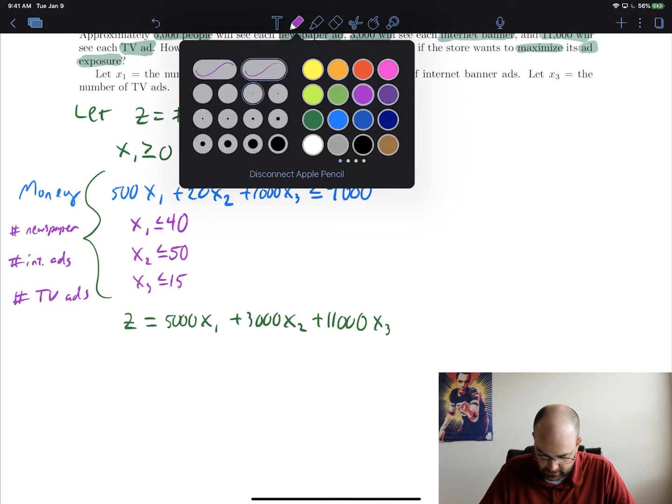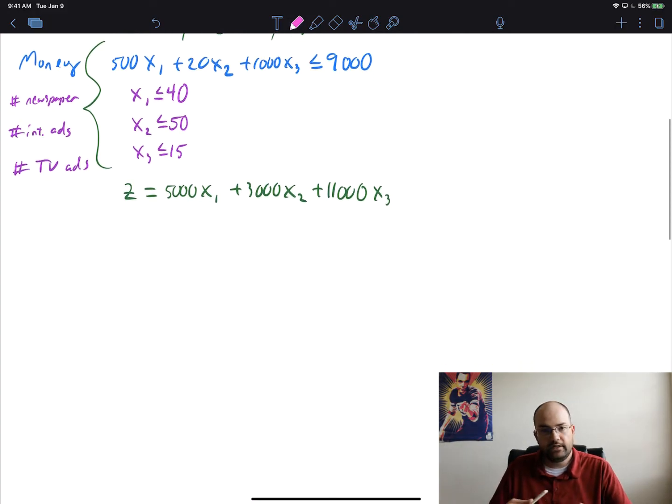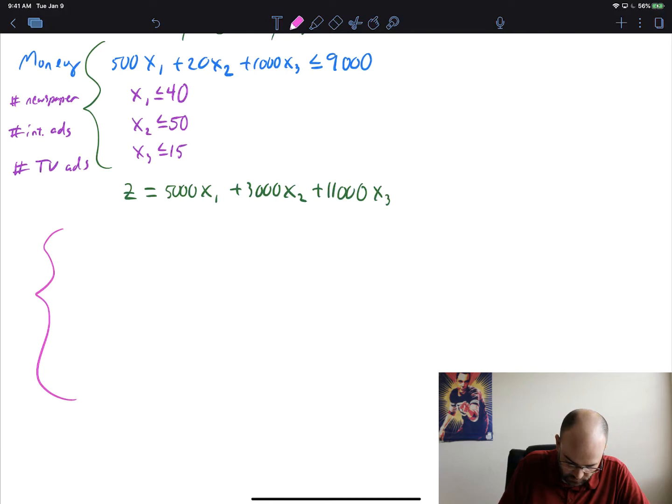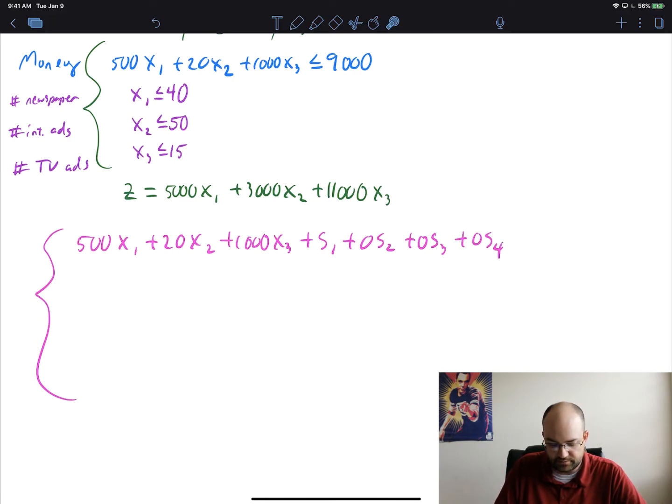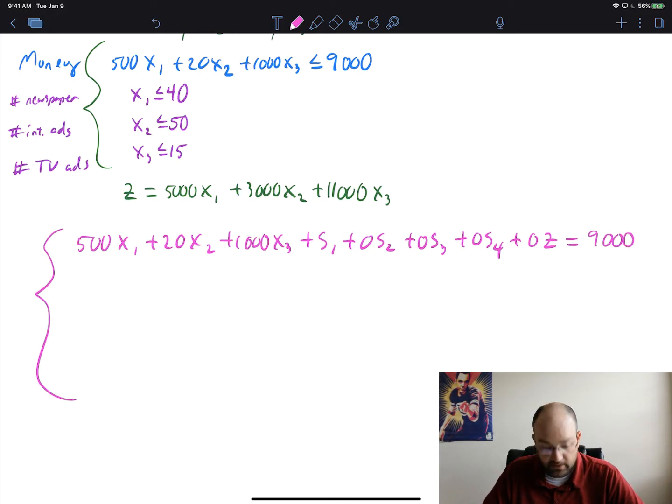Okay, so out of all that, we can go ahead and write down our system of equalities. We'll have 500 x1 plus 20 x2 plus 1,000 x3 plus s1, my apologies, plus 0 s2 plus 0 s3 plus 0 s4. Remember, we have to have 4 slack variables, and also account for our objective. And all of that's going to be equal to, in this case, 9,000. Good. That's for money. For the next one, we just have x1 and then plus s2 is equal to 50.